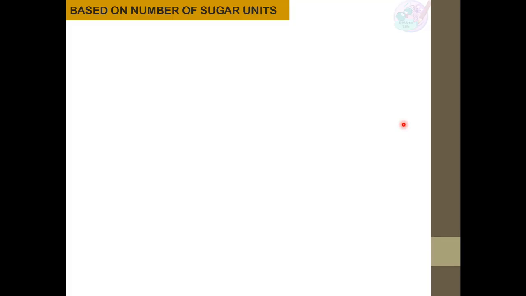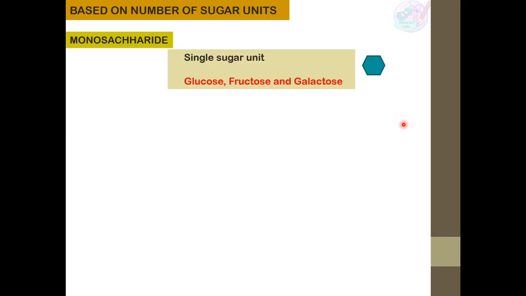Now let's see the classification of carbohydrates based on the number of sugar units. So the first one is monosaccharides. Mono means single and saccharide means sugar, with a single sugar unit, and they are the simplest carbohydrates because they cannot be further hydrolyzed to produce another carbohydrate. Examples are glucose, fructose and galactose.